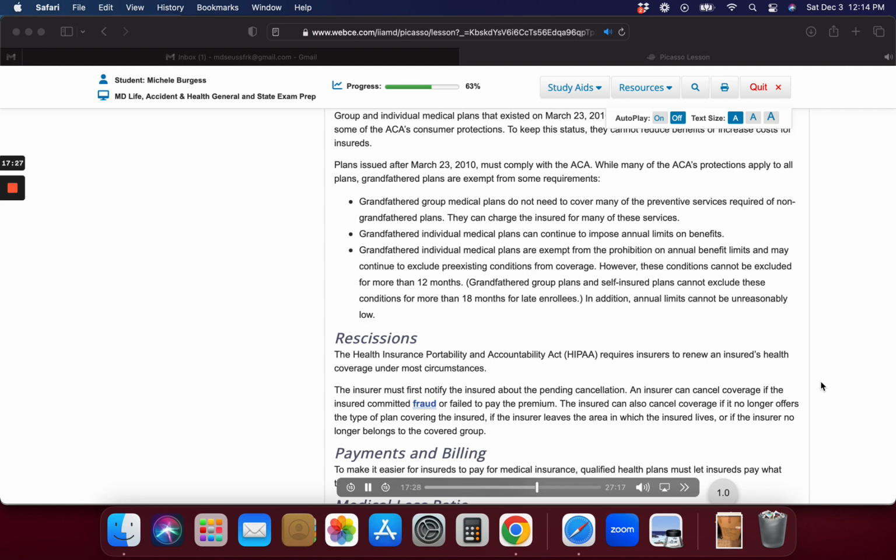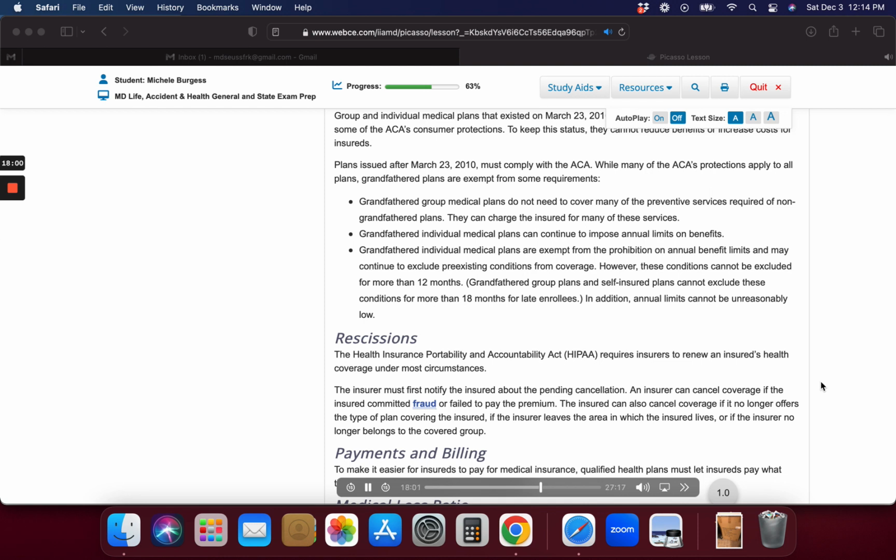Rescissions. The Health Insurance Portability and Accountability Act, HIPAA, requires insurers to renew an insured's health coverage under most circumstances. The insurer must first notify the insured about the pending cancellation. An insurer can cancel coverage if the insured committed fraud or failed to pay the premium. The insurer can also cancel coverage if it no longer offers the type of plan covering the insured, if the insurer leaves the area in which the insured lives, or if the insured no longer belongs to the covered group.